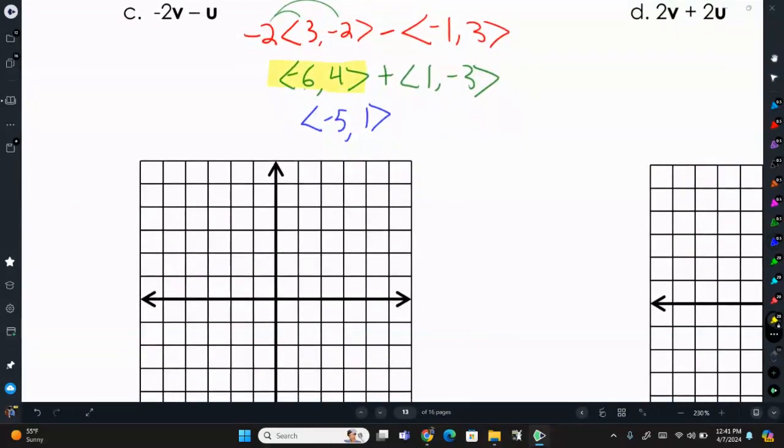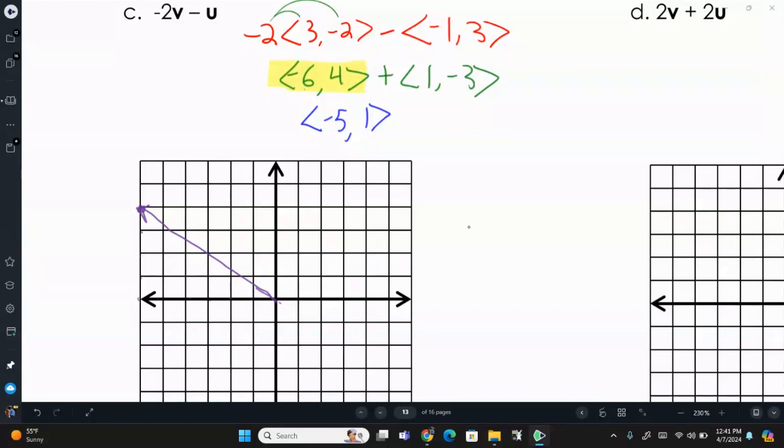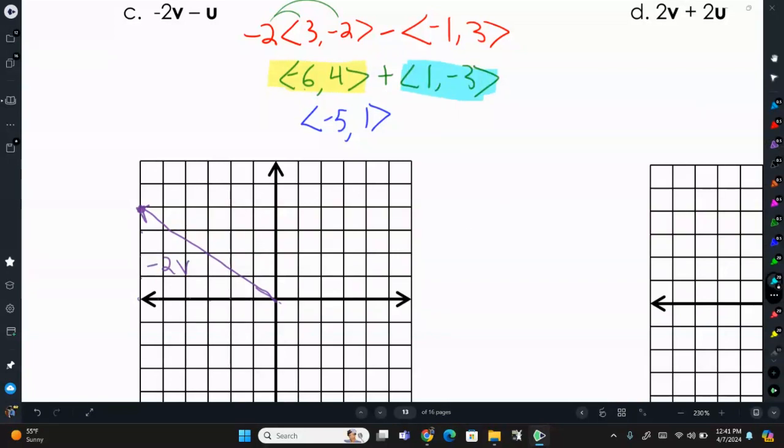So now I'm going to add this vector. So negative 6 comma 4. 2, 3, 4, 5, 6. Then up 4, 1, 2, 3, 4. So this is vector negative 2v. And then I have to add this vector 1 comma negative 3. So from there, I'm going to go 1 to the right, and then down 3, 1, 2, 3.